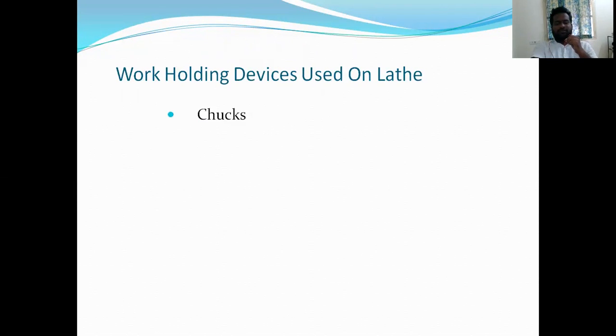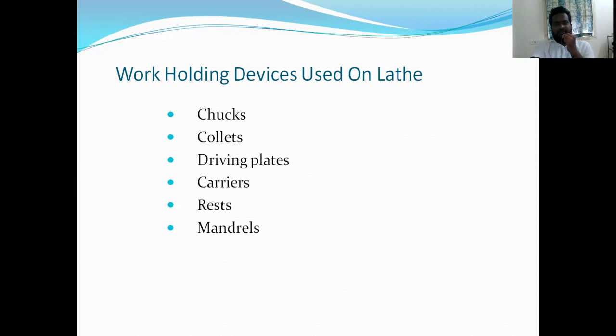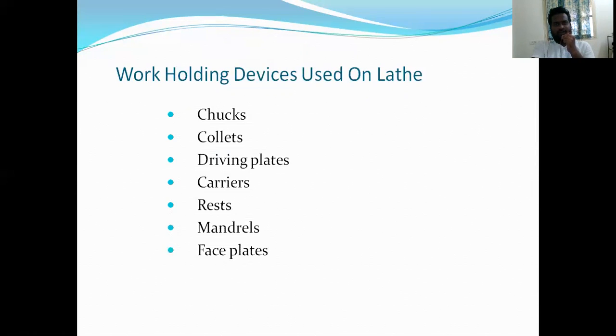Work holding devices used on the lathe are chucks, collets, driving plates, carriers, rests, mandrels, and base plates. These are all different types of work holding devices commonly used on the lathe machine. Based on our operation requirement, and based on our workpiece shape and size, we use different types of work holding devices. In today's session we are going to discuss chucks.